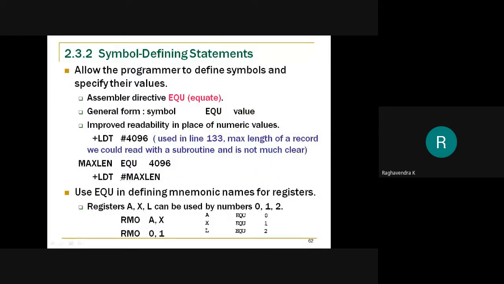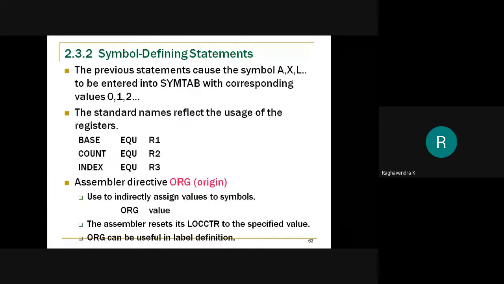Not just that, you can also use it to rename your registers. For example, if I have an instruction like RMO A comma X, I know that this A and X value are going to be 0 and 1. So what I'm doing here is I will directly equate that value to 0, and I will directly equate that value to 1. I will directly equate L value to 2. So directly I can put them in my instruction, or directly I can use the values 0 and 1 in the instruction. So this is one more advantage.